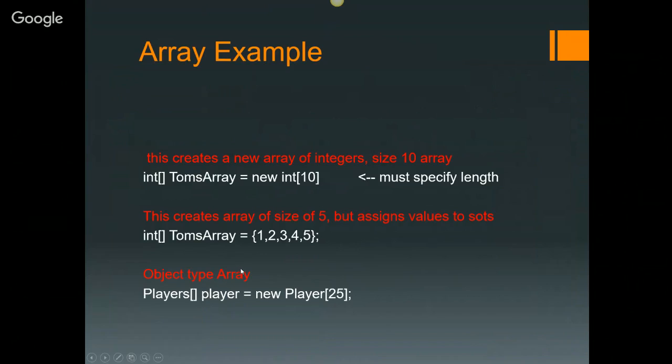Down here, you can also do object type arrays. So here's my player array. We got a player variable equals a new player array of 25 spots. So you're going to have 25 different players, 25 different player indexes, basically.